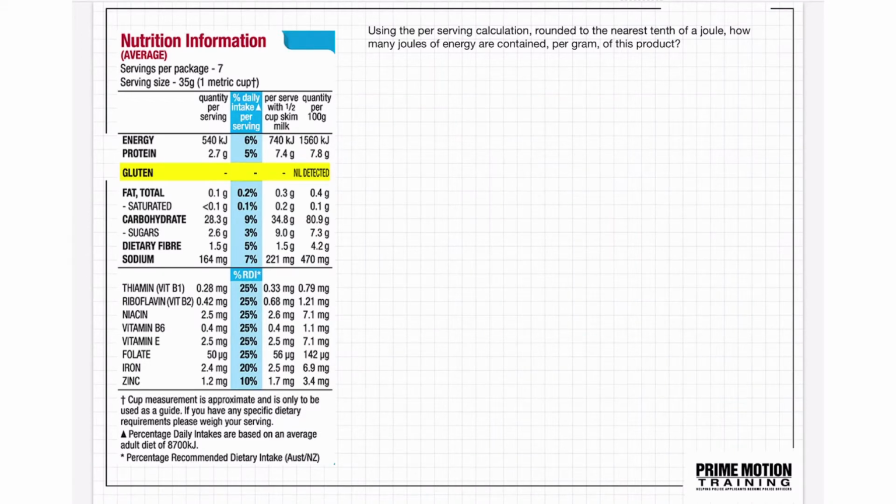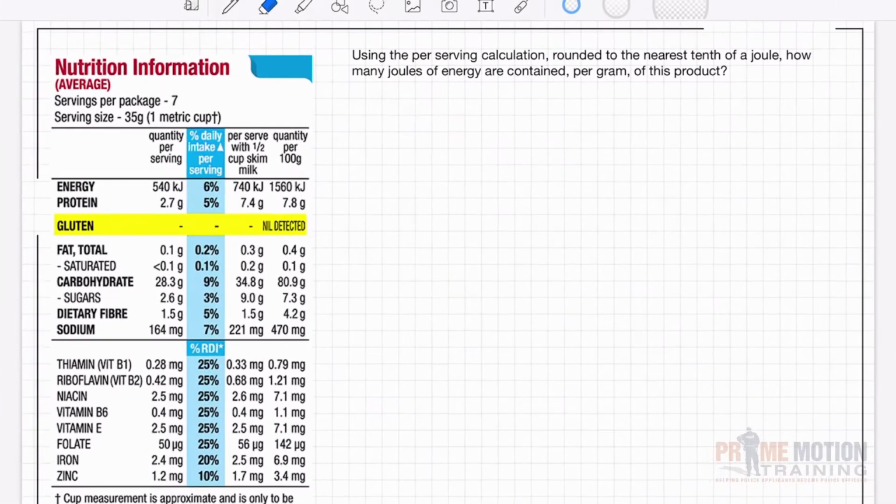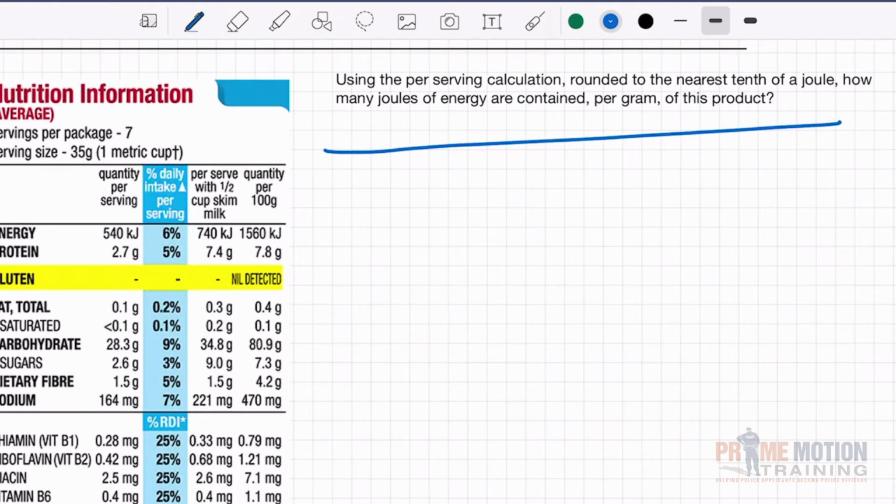In this video, I want to take you through a specific question that relates to nutritional labels, which you might find in your numeracy section of your police entrance exam. So let's jump straight into it. The question is at the top here, and it's asking, using the per serving calculation rounded to the nearest tenth of a joule, how many joules of energy are contained per gram of this product?